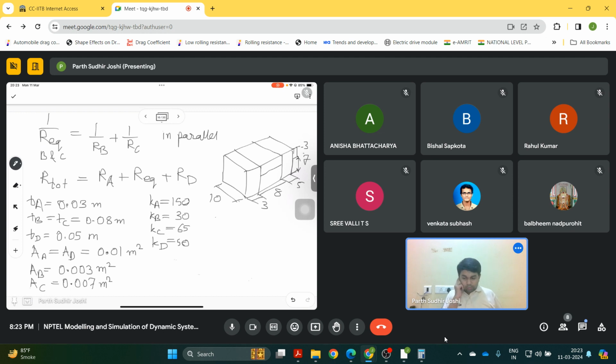Can all of you just calculate the values of the resistances and then the total resistance? Maybe you can take the next 2 or 3 minutes to calculate.